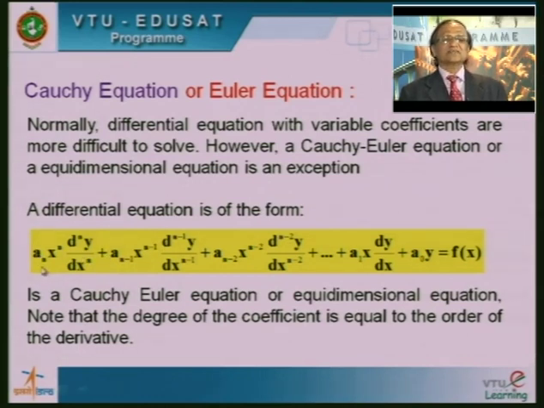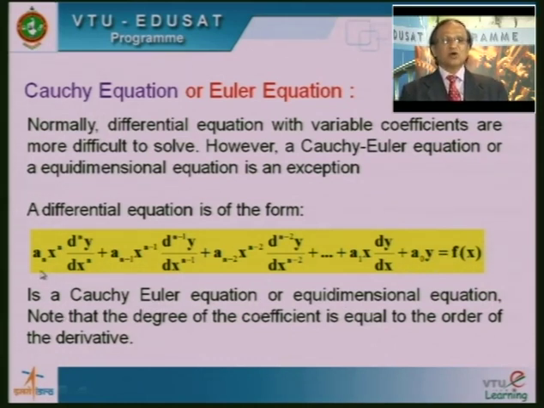Say, for example, they have given an equation like this: a suffix n x raised to n d raised to n y upon dx raised to n, plus a suffix n minus 1 into x to the power n minus 1 into d to the power n minus 1 y divided by dx raised to n minus 1, plus a suffix n minus 2 x raised to n minus 2 into d raised to n minus 2 y divided by dx raised to n minus 2, plus so on, plus a 1 x into dy by dx, plus a naught into y, is equal to a function of x. This is a Cauchy-Euler equation.